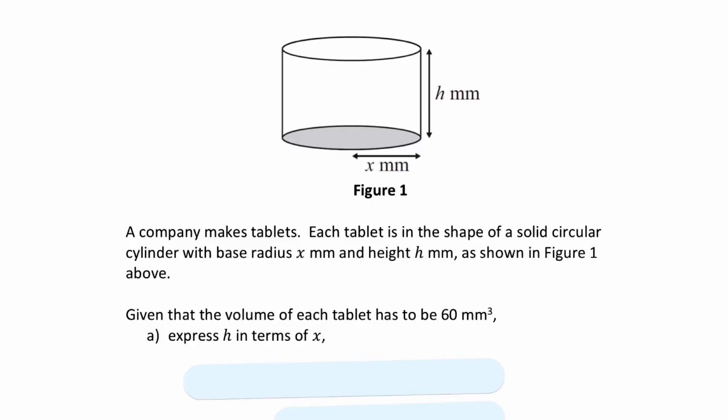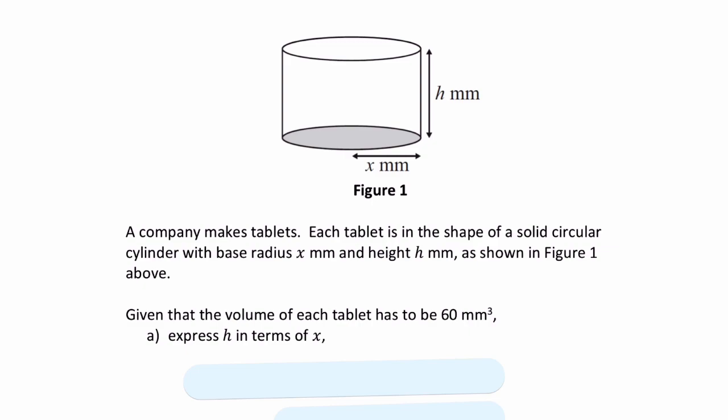So in this question, we're given this tablet in the shape of a cylinder. We know the height, and we know the radius, x. We're told that the volume of each tablet is 60, and we're asked to find an expression for h in terms of x. So we need to link the height with the radius.